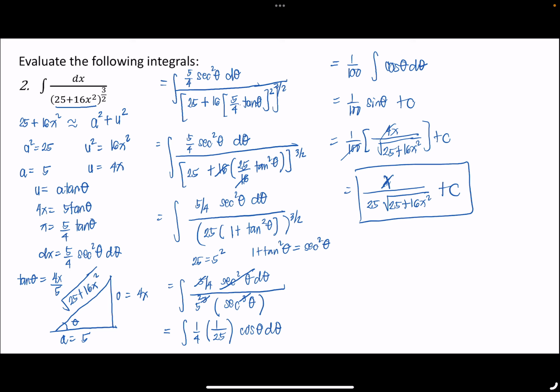So we get the value of sine theta here, which is opposite over hypotenuse. So sine theta is 4x over square root of 25 plus 16x squared.